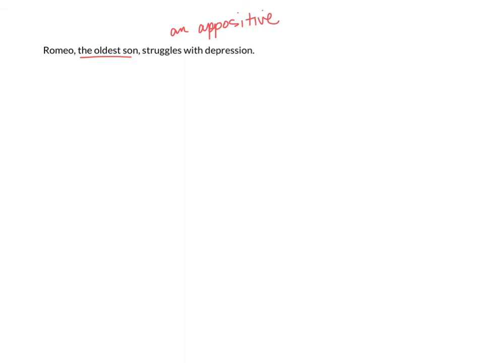An appositive is a definition, one that starts with a noun, and it defines whatever word it's closest to. You see, bad writers are going to have definition sentences. They'll say things like, Romeo is the oldest son. Romeo struggles with depression. And then they end up sounding very sing-songy and repetitive, and it's just bad writing. The rule in English is you should never have a definition sentence.